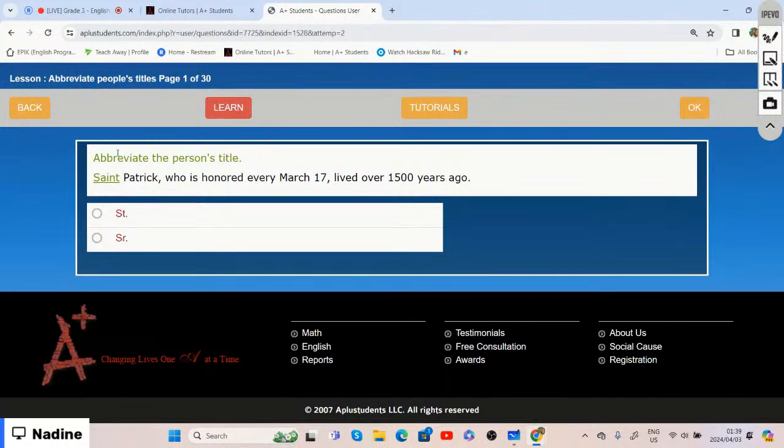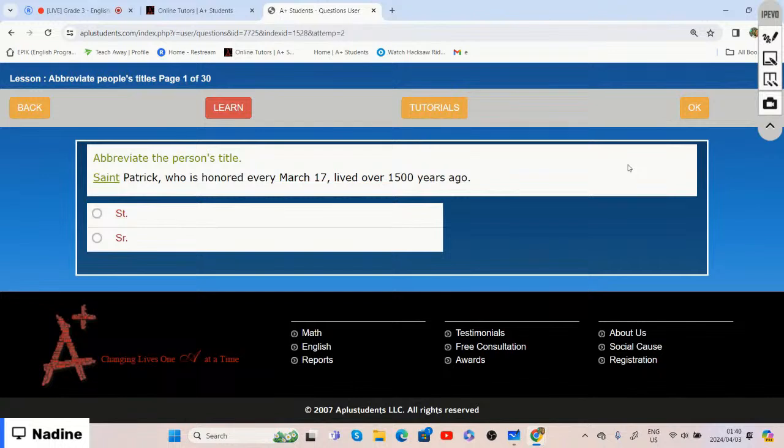All right, if we look at the word saint, Saint Patrick, who is honored every March 17, lived over 15,000 years ago. So Saint Patrick. So we need to abbreviate the title saint. Is Saint ST or is Saint SR? Saint. Is it ST or SR?